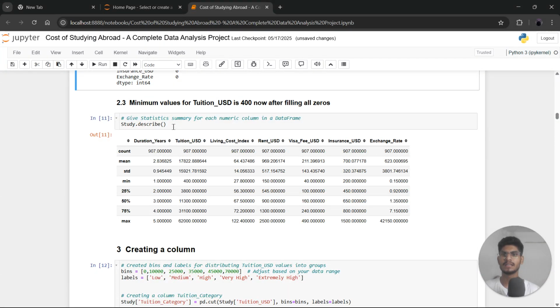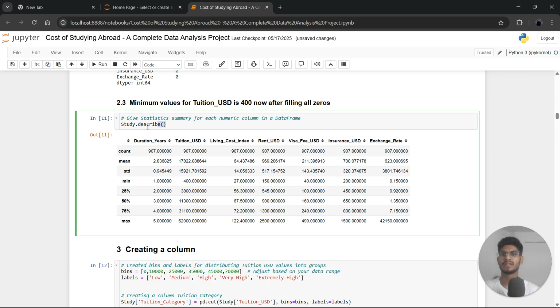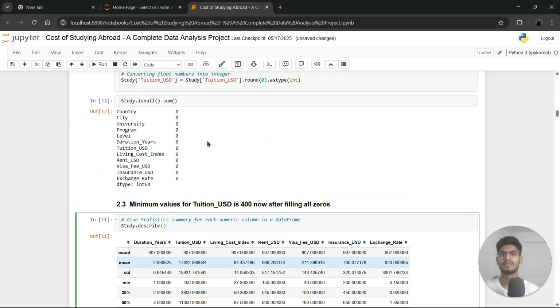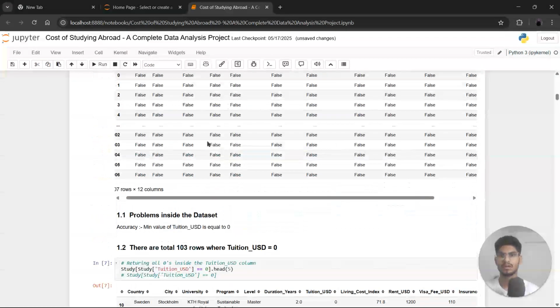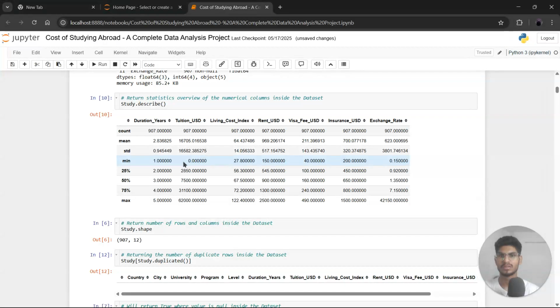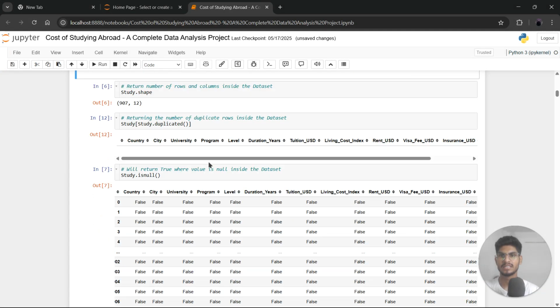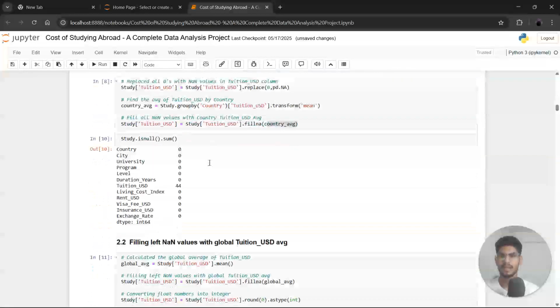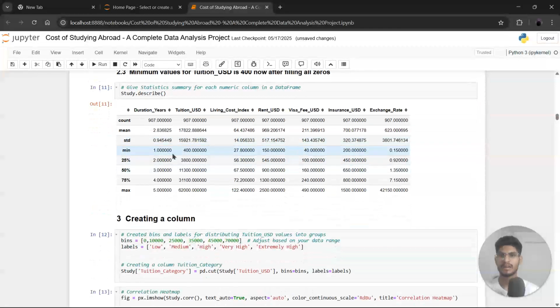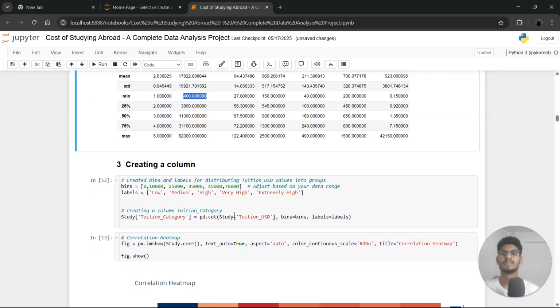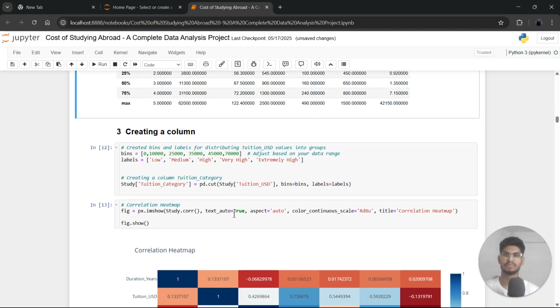Now we will again use the describe function to see the minimum value for the tuition USD. Now it was 0. First let's go up. Let me show you. That was the 0 in the tuition USD minimum value, and now it is 400. So we have successfully replaced 0 with the average.